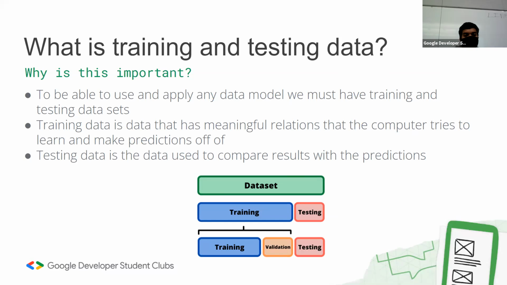Testing data is the data that is tested against the predictions that the computer makes once it has taken in the training data. Based off of what it has learned, the computer makes predictions, and those predictions are tested against the testing data to determine the accuracy of a given model. As we see in the example down here, we split the training data into training data and validation data, and we have the testing data as well to confirm the accuracy of our data model once it's done making predictions. So that is why training and testing data is pretty important.